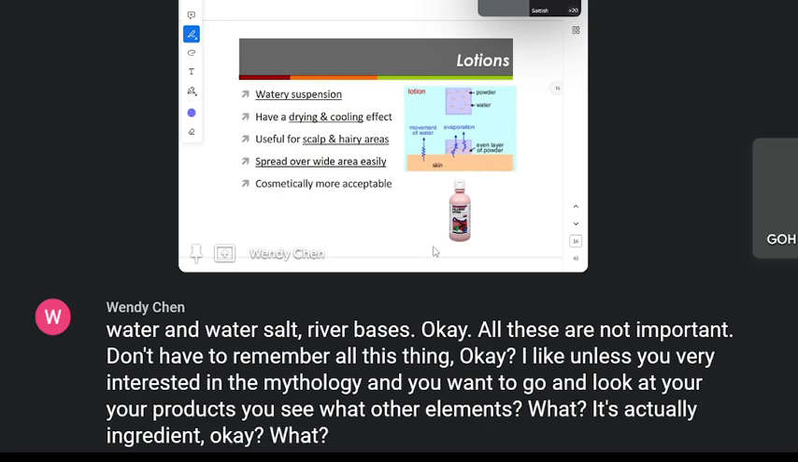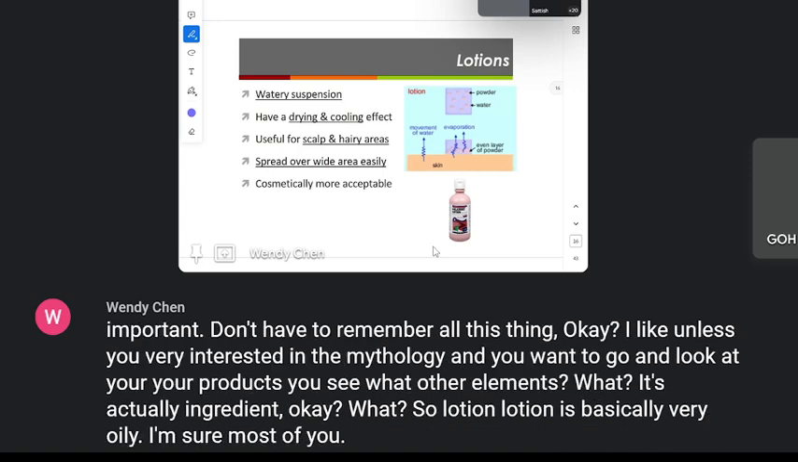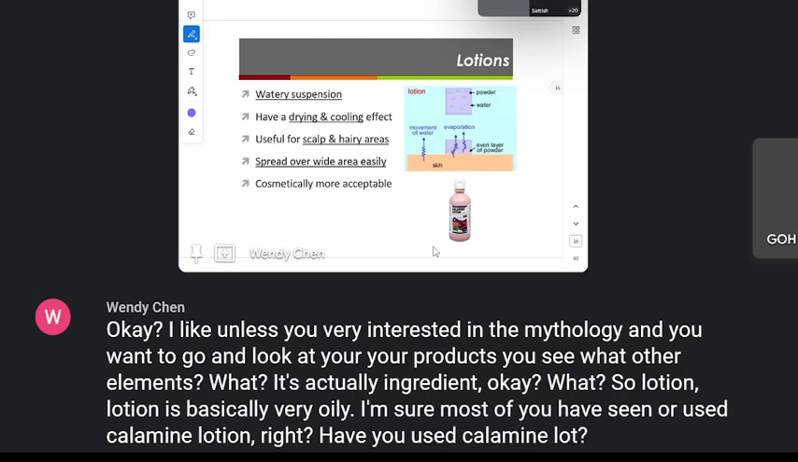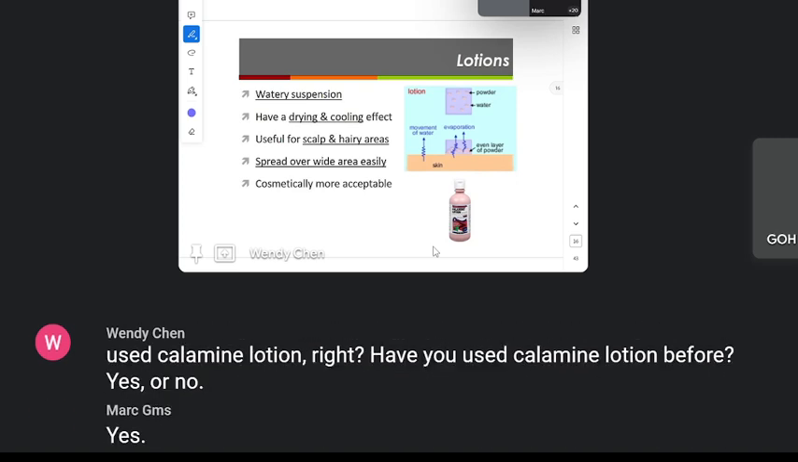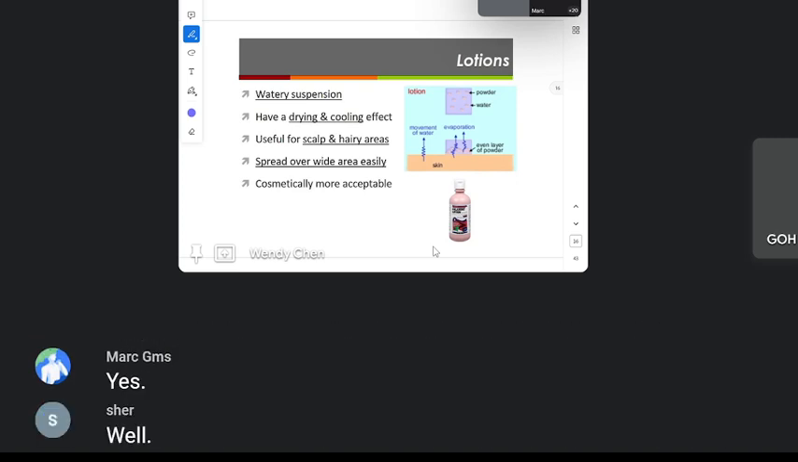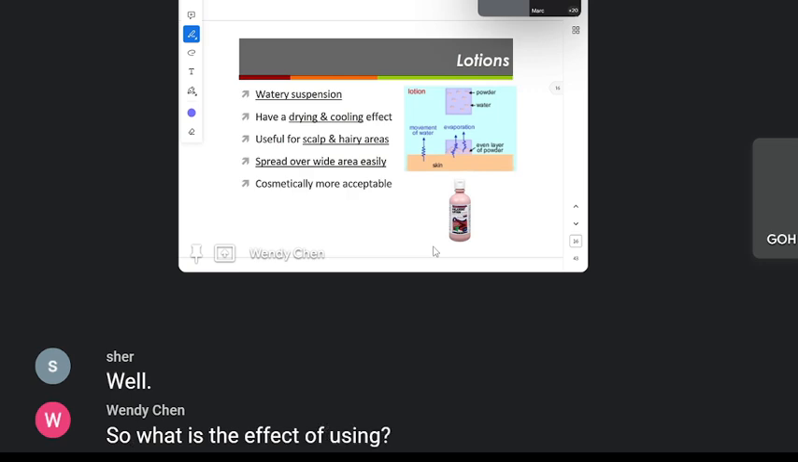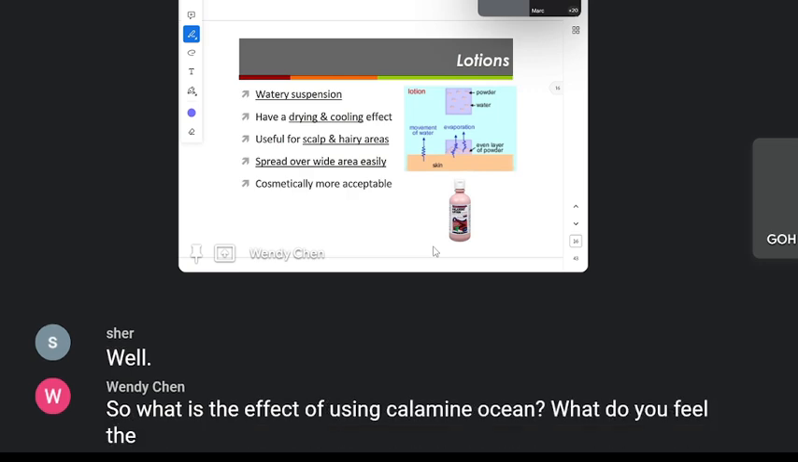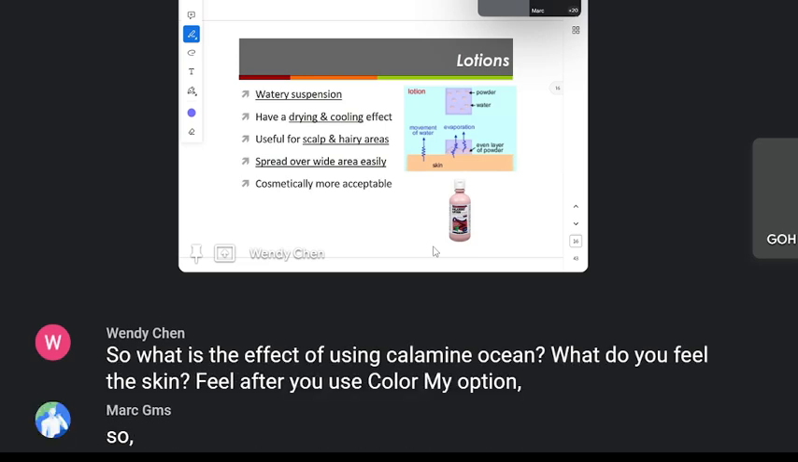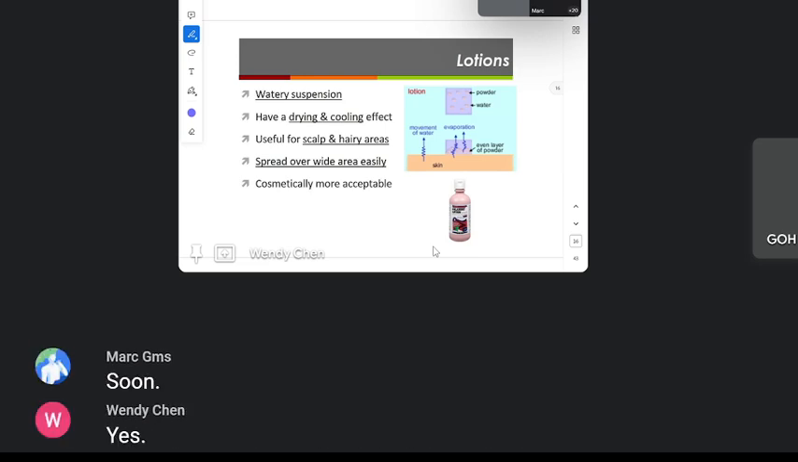Okay, so lotion. I'm sure most of you have seen or used calamine lotion, right? Have you used calamine lotion before? Yes or no? Yes. So what is the effect of using calamine lotion? What does your skin feel after you use calamine lotion? Soothing. Yes, you can feel a very cooling, soothing effect, right?